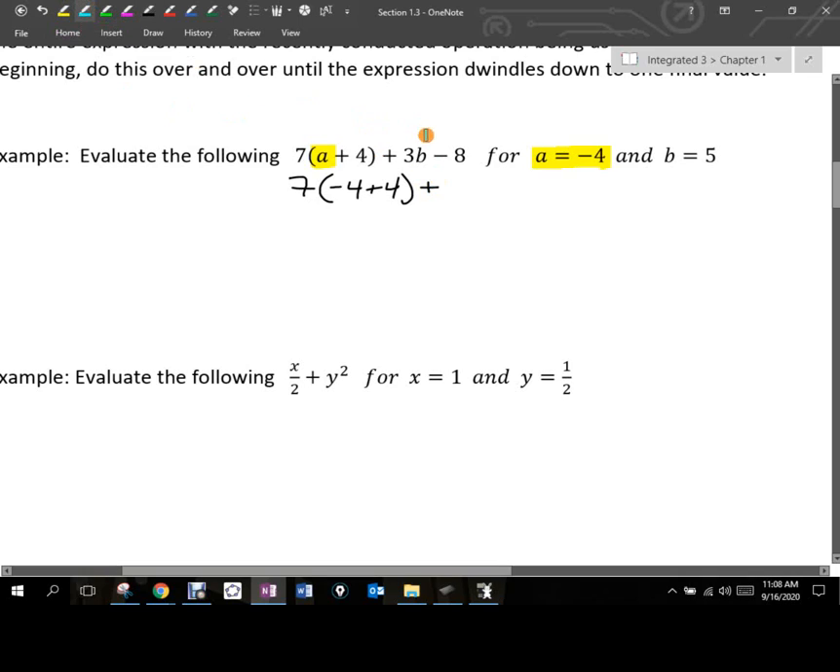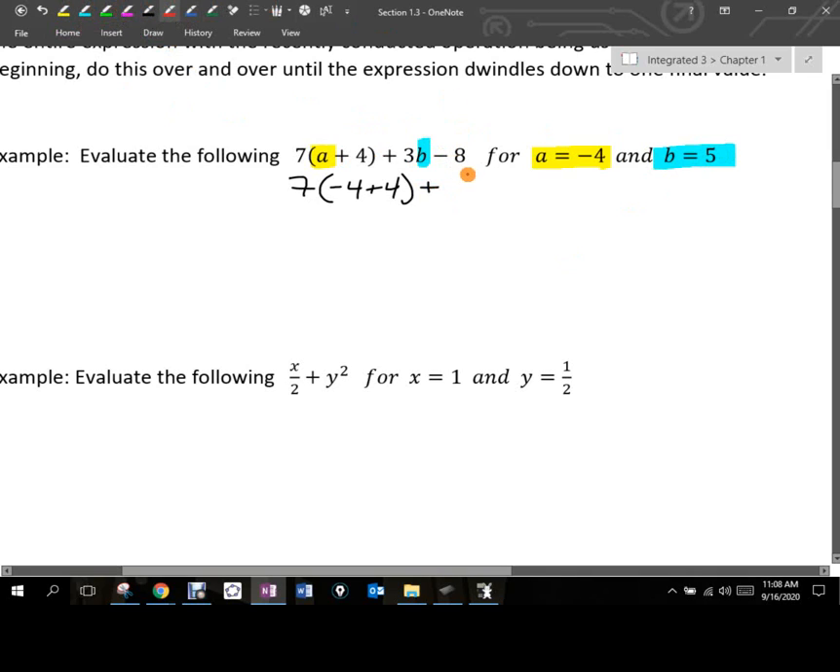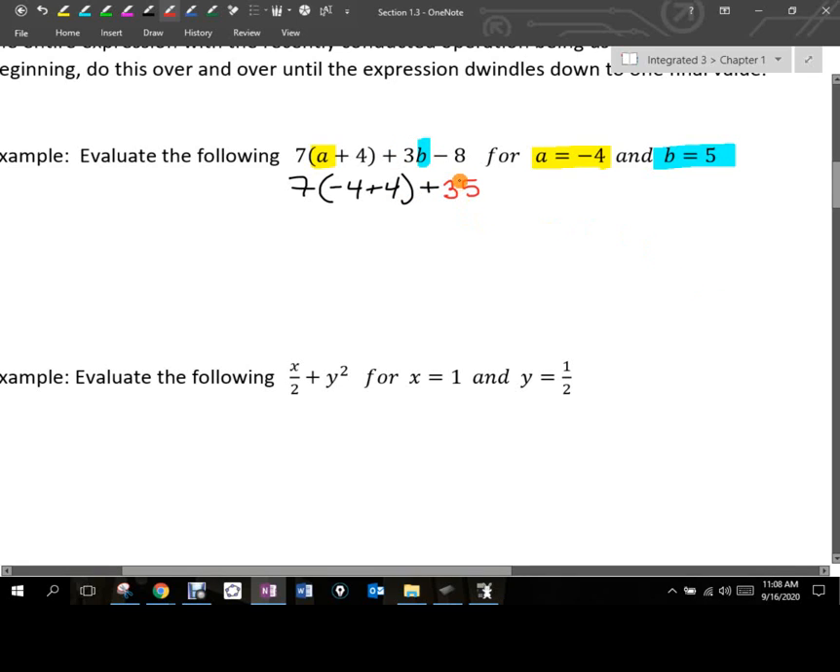Same thing with my B. This B here is that B. So instead of writing it as B, I'm going to write it as 5. So 3. Now, there's no symbol between the 3 and the B, so what are we doing there? What operation? Multiplication, right? Now, if I don't put a symbol between the 5 and the 3, it looks like I just wrote 35, right? Instead of what should be 3 times 5.